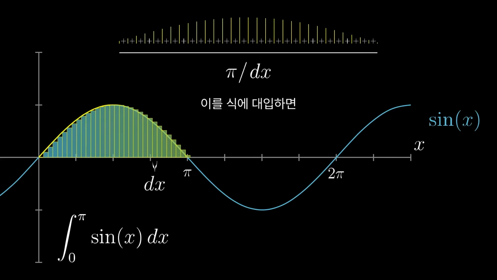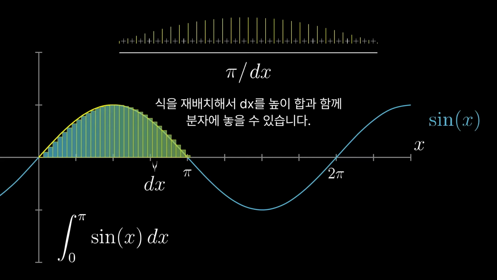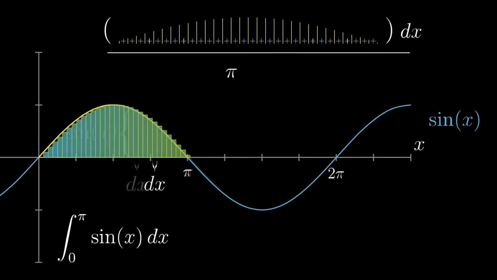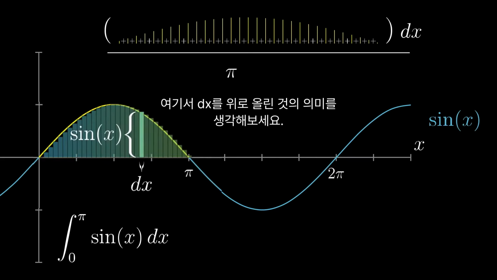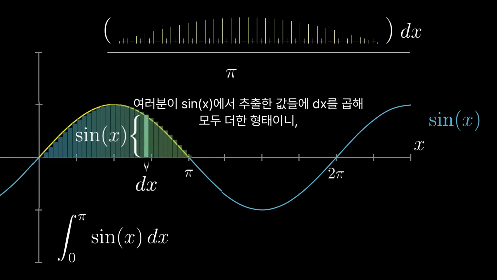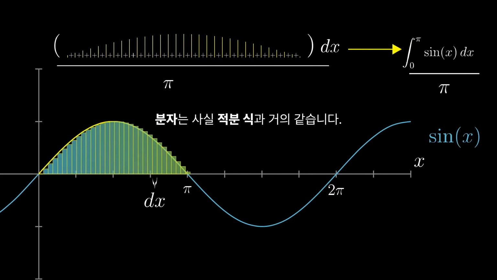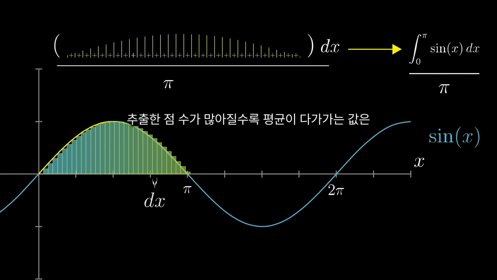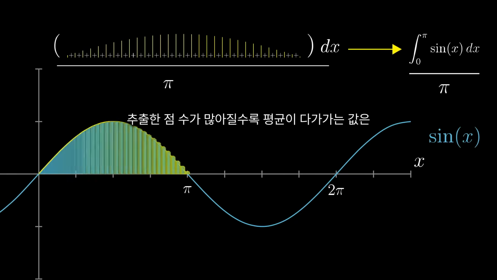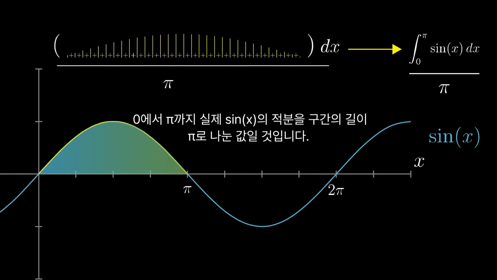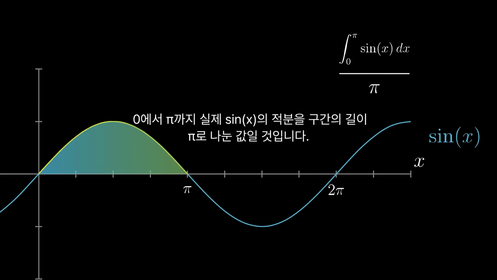And when we substitute that into our expression up here, you can rearrange it, putting that dx up top and distributing it into the sum. But think about what it means to distribute that dx up top. It means that the terms you're adding up will look like sine of x times dx for the various inputs x that you're sampling. So that numerator looks exactly like an integral expression. And so for larger and larger samples of points, this average will approach the actual integral of sine of x between 0 and pi, all divided by the length of that interval, pi.